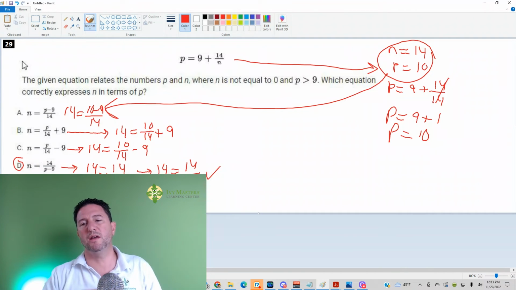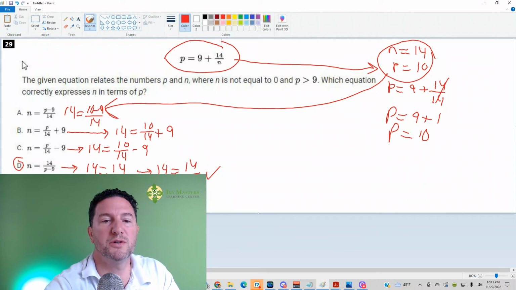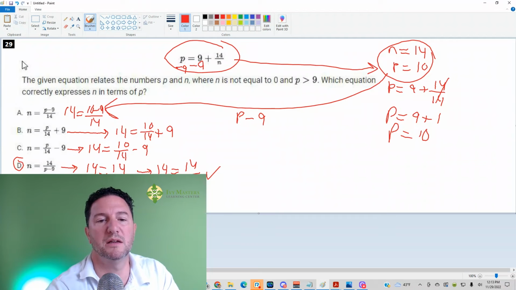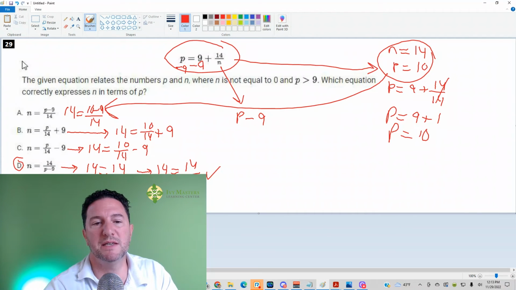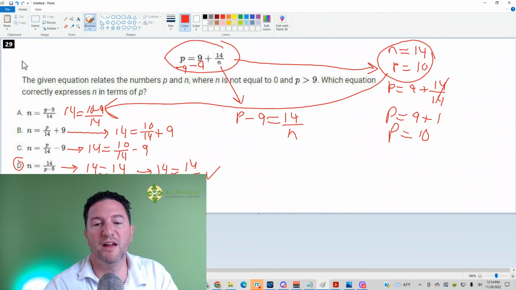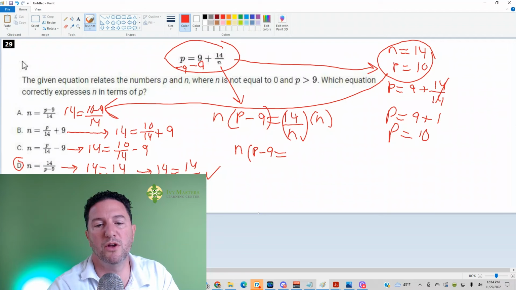Now, what if you were to do this like an algebra problem? The first thing you would do here is subtract 9 from both sides if we're getting n alone. In that case, I'd have p minus 9 equals 14 over n. And now you could multiply both sides by n. Multiply this side by n, and multiply this side by n, and now I've got n times p minus 9 equals 14.